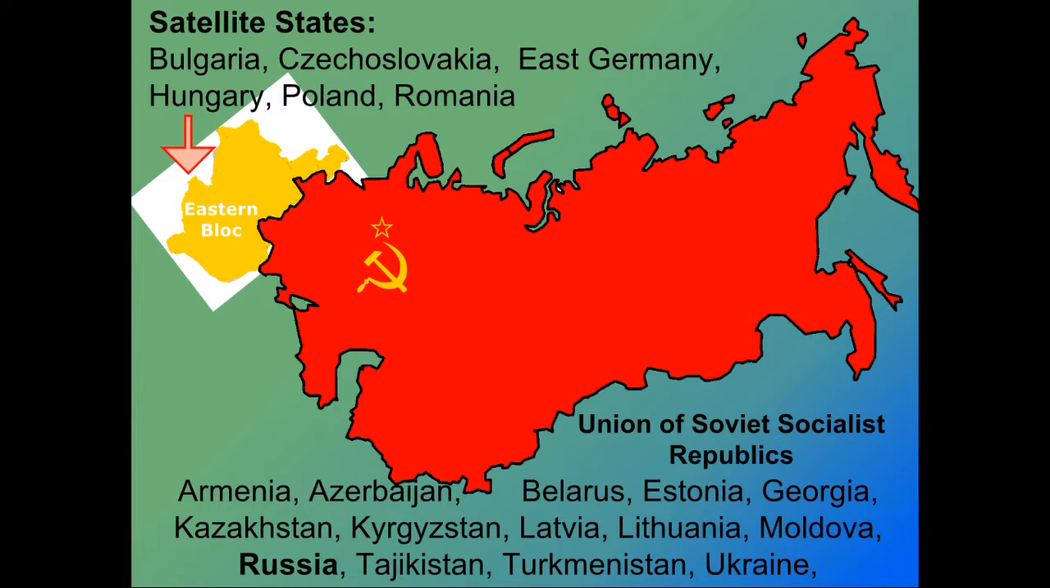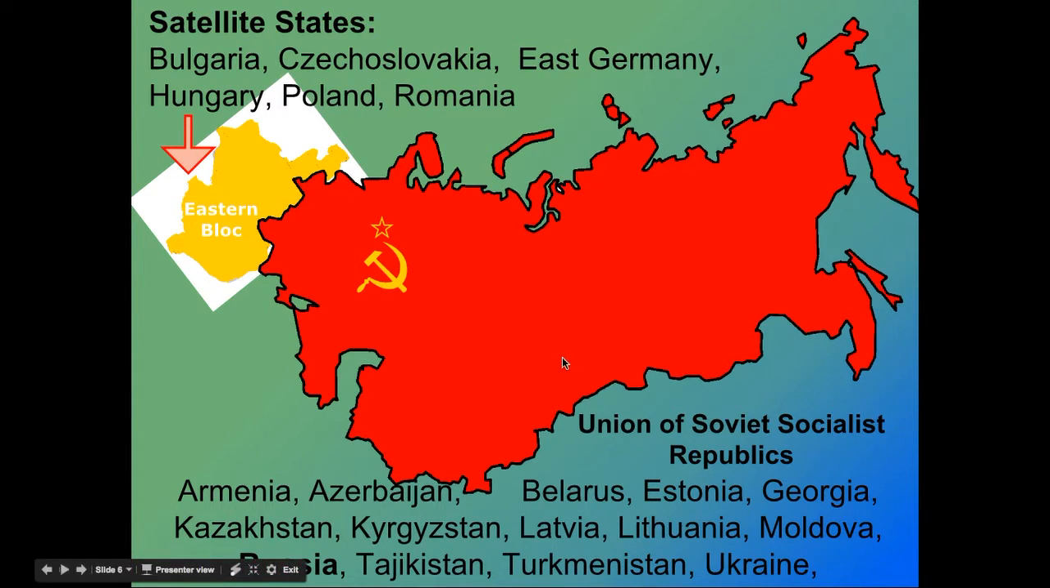All right, so satellite states. These are going to be independent countries in Eastern Europe. It's going to be Bulgaria, Czechoslovakia, East Germany, Hungary, and Poland. So technically they're independent, technically they're their own countries. They're not part of the Soviet Union. We'll talk a little bit more about them on the next slide.